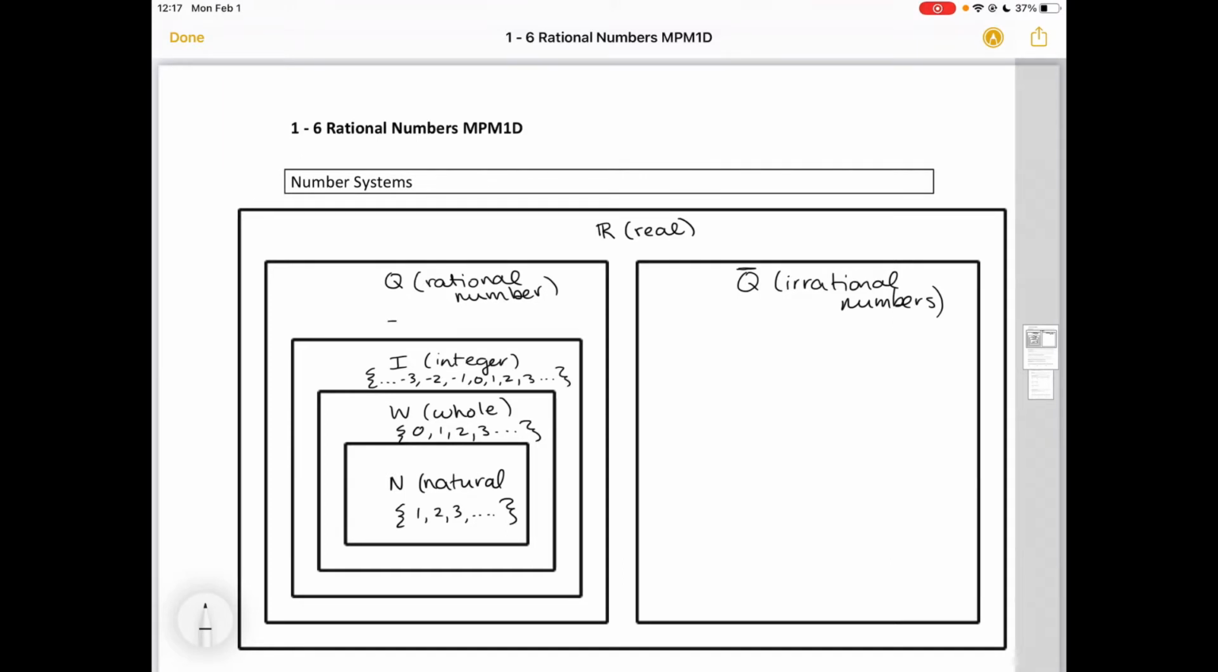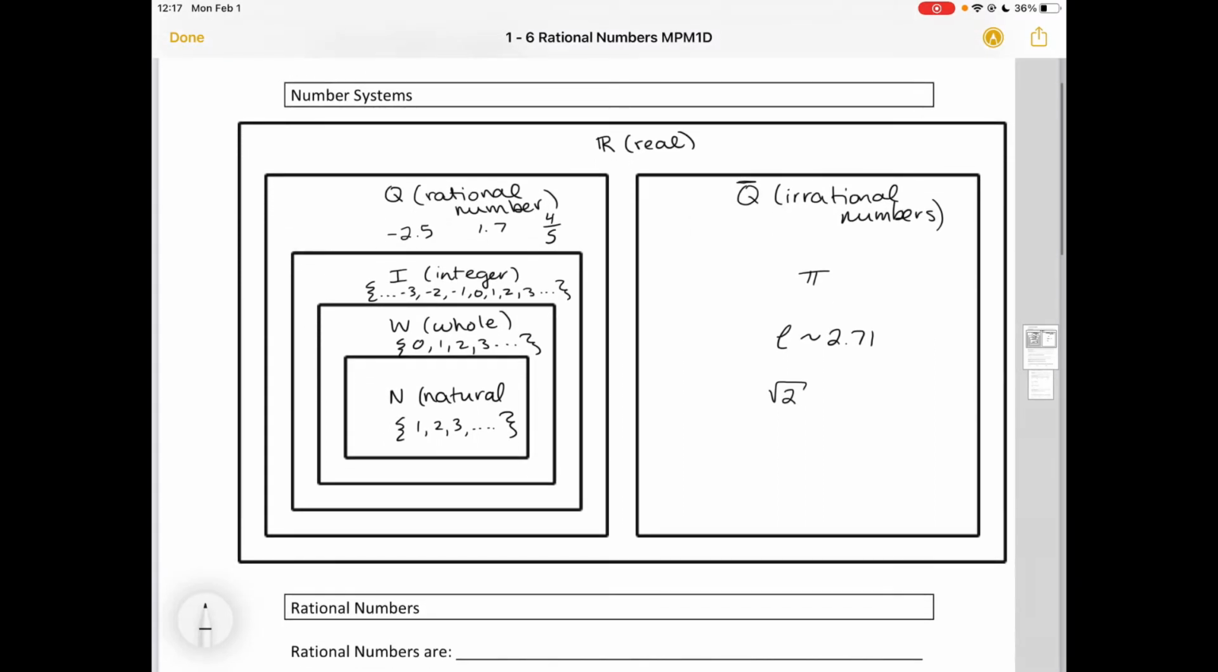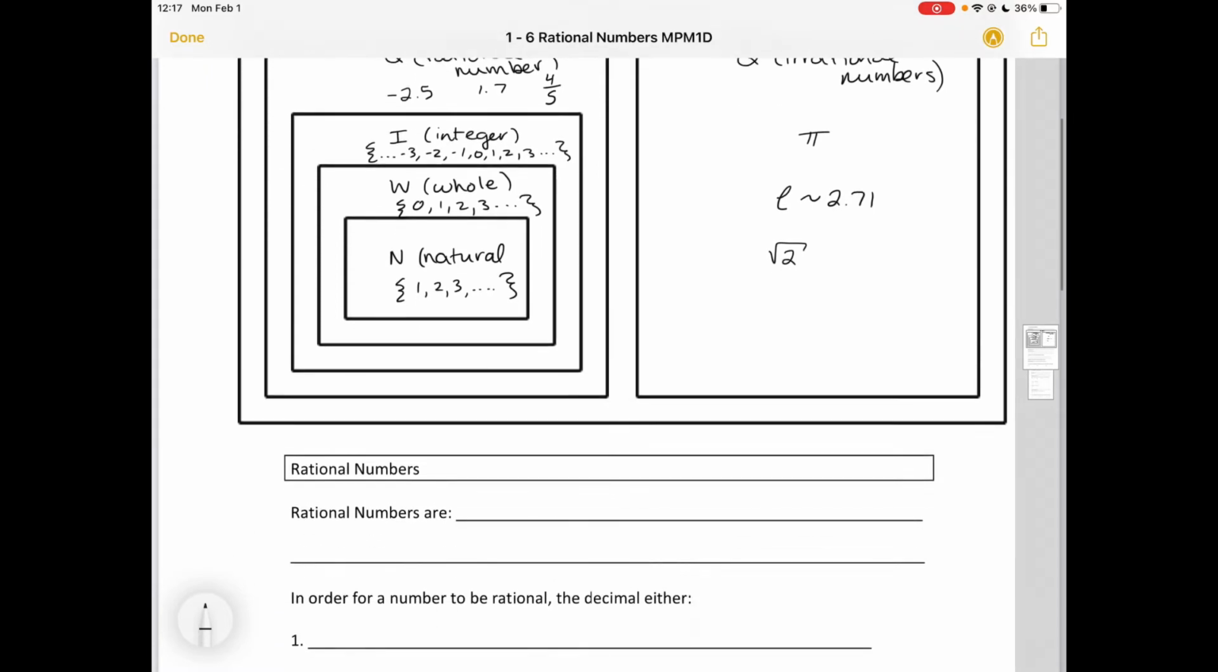And rational numbers include numbers like minus 2.5, 1.7, 4 over 5, and everything in between. Irrational numbers are just really numbers that aren't rationals. Some examples of those are pi, or the number e, which is approximately 2.71. It repeats indefinitely. Or the square root of 2 is also irrational. So let's take a look at what the difference between rational and irrational is. This is just a diagram to show you how everything fits together.